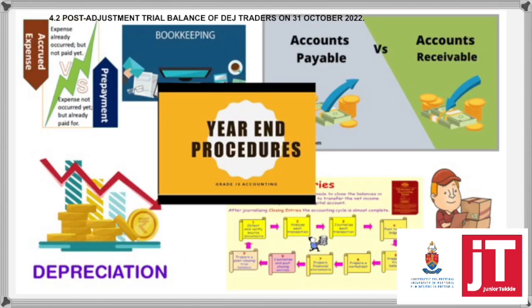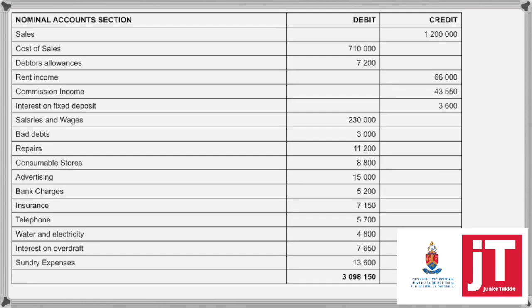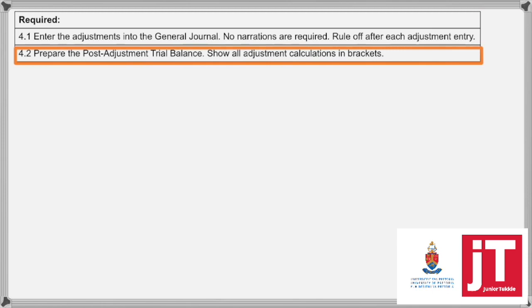We're going to look at the last activity, activity 4B, looking at the post-adjustment trial balance. For this activity, yet again, we start with pre-adjustment figures in the balance sheet and the nominal section, and then we move on to the adjustments. As I said, we're going to focus this time on the post-adjustment trial balance.